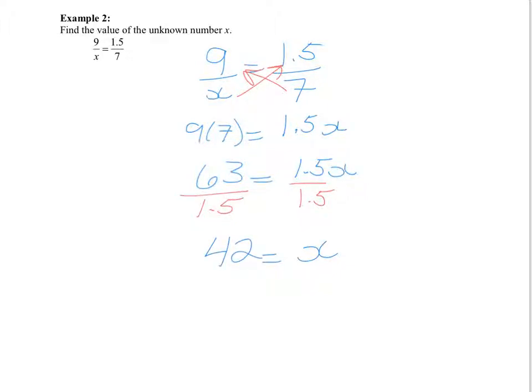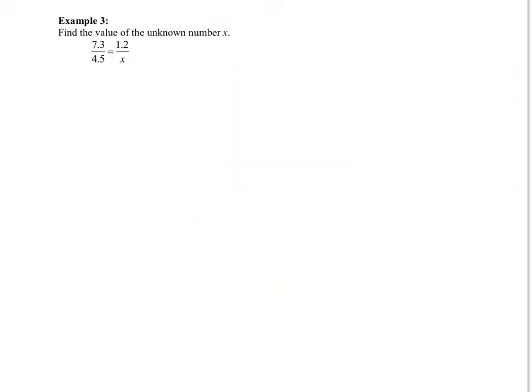Okay? So again, cross multiply, that's what we did here. Once something gets attached to x, that's what you end up dividing both sides by, and that gets rid of the 1.5, and it just leaves x on this side, and 63 divided by 1.5 leaves you with 42. In another example, we have x again on the bottom, but it's over on this side. That's okay, we still just do our rules. So I'll just write it out here. 7.3 over 4.5 equals 1.2 over x.